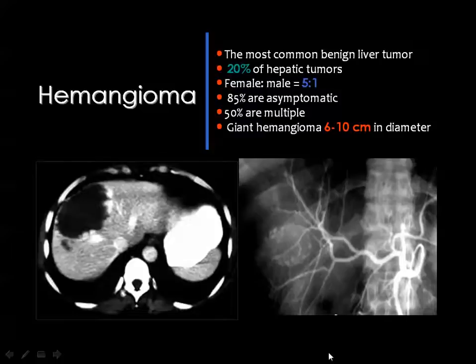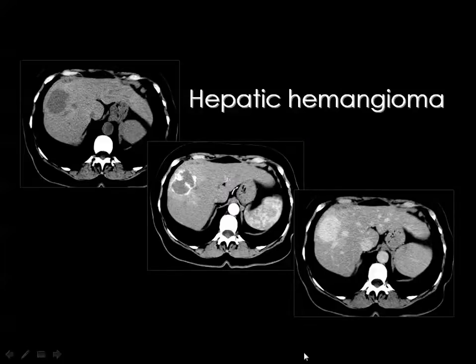One of the supportive criteria for the diagnosis of hemangioma is that whenever it touches the hepatic contour, it does not disturb the hepatic contour. Any other lesion like metastasis or hepatocellular carcinoma, for example, if it reaches the surface of the liver, it will result in disturbance of the hepatic contour.